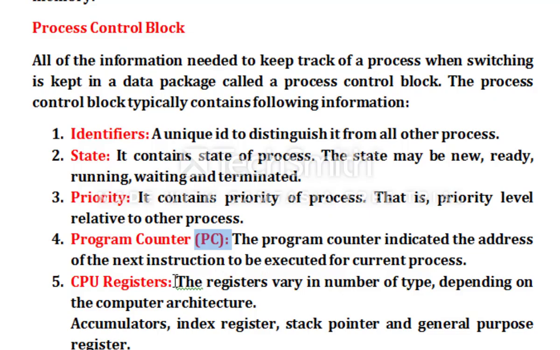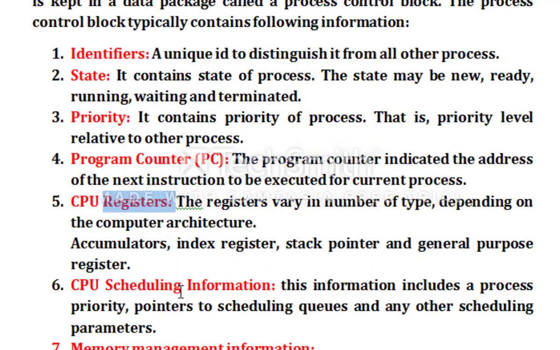CPU registers. It is also possible that at the time of execution, a process may use different registers of the CPU. A register is a very fast storage device. Every processor has its own internal registers, which are used by the CPU itself for better utilization. It is very fast memory. The registers vary in number and type depending on the computer architecture. They may include the accumulator register, index register, stack pointer, and general purpose registers.